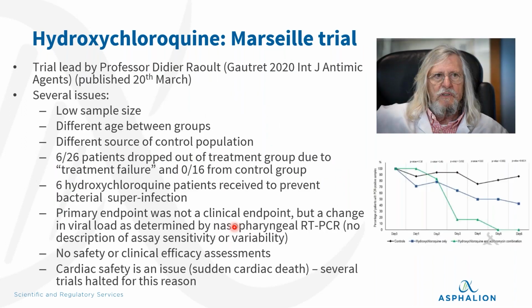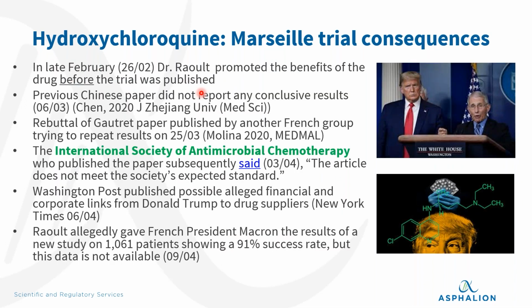So what's the story then? I mentioned dates. So here we have this paper came out 20th of March this year. Looking back at the history of this, there's a huge lot of controversy that has come out of this. Firstly, if you look at the history, Dr. Raoult, he was promoting the benefits of this drug as early as the 26th of February. So this is almost 1 month before he even published the paper.